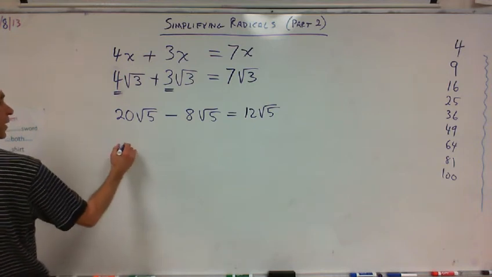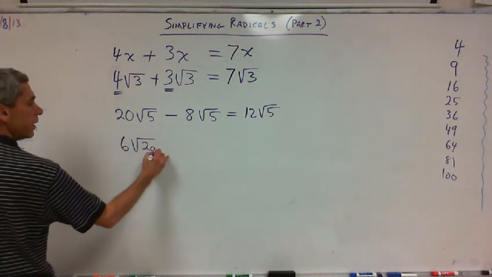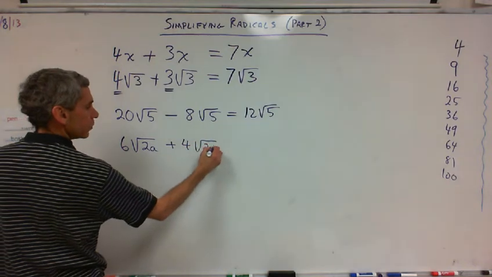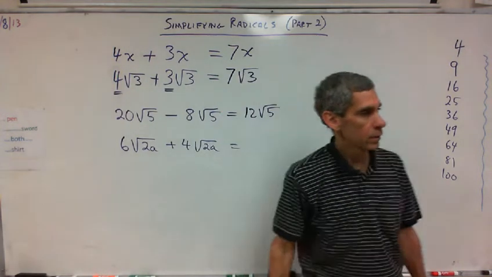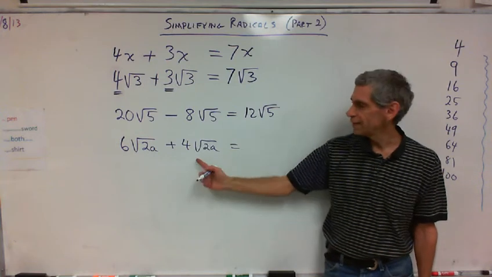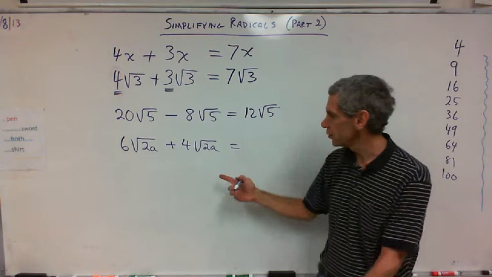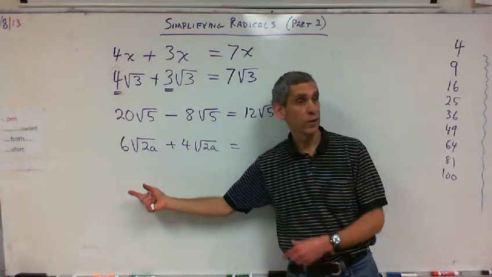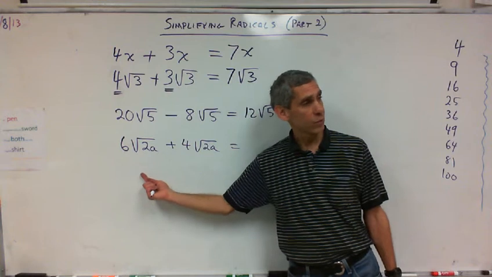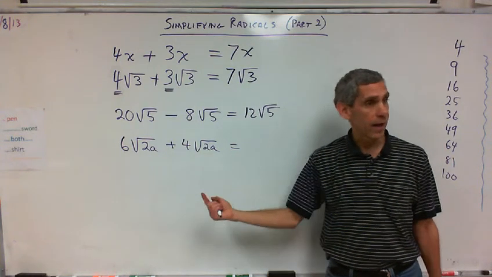How about 6 square root of 2a plus 4 square root of 2a? 10 square roots of 2a. How many people agree with that? Sounds right. You're right, that's totally right. Because I have 6 square root of 2a, so square root of 2a plus square root of 2a plus square root of 2a. So it doesn't matter what's inside the radical. All that matters is that they are exactly the same if you're going to add the coefficients.